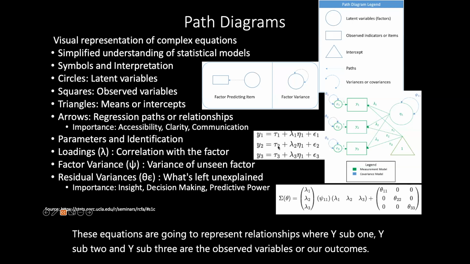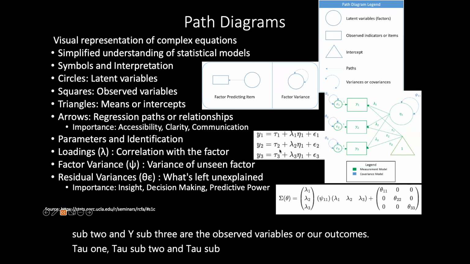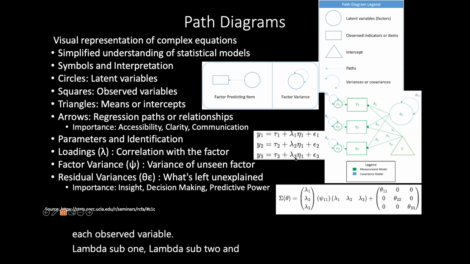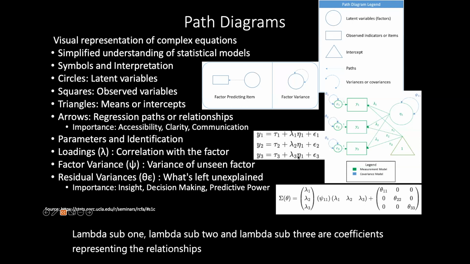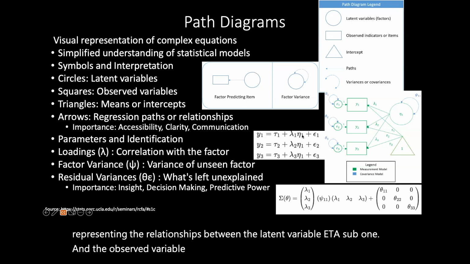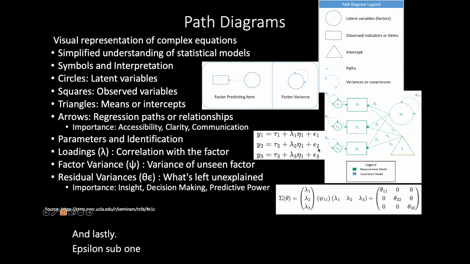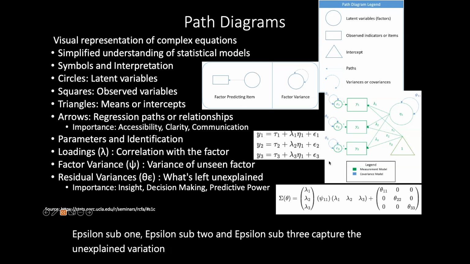Tau sub 1, tau sub 2, and tau sub 3 are the intercepts or the means for each observed variable. Lambda sub 1, lambda sub 2, and lambda sub 3 are coefficients representing the relationships between the latent variable, eta sub 1, and the observed variable. Now remember, eta sub 1 is a latent variable or the underlying factor. And lastly, epsilon sub 1, epsilon sub 2, and epsilon sub 3 capture the unexplained variation in the observed variables.